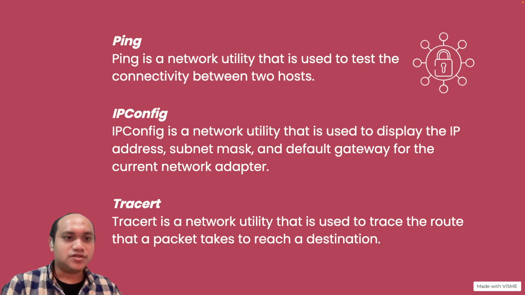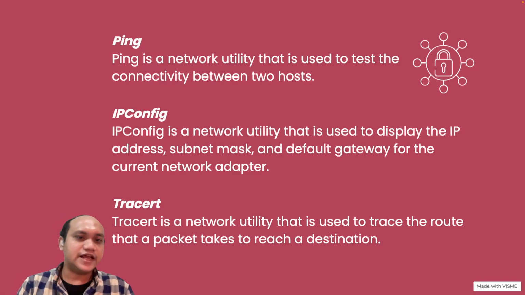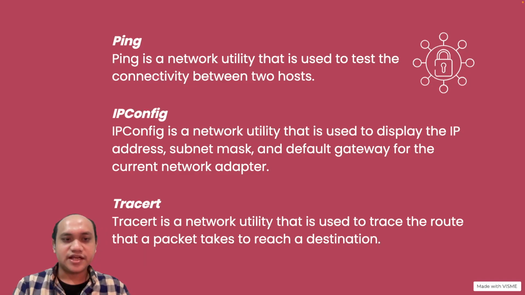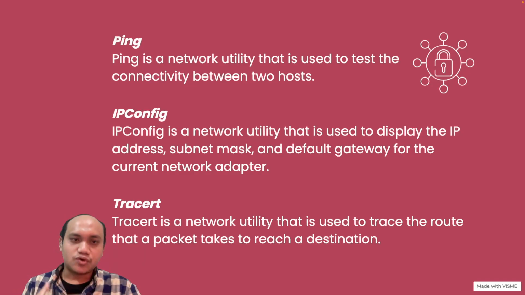The third is tracert. As you know, tracert is a network utility that is used to trace the route that a packet takes to reach a destination. It displays the IP addresses of the routers that the packet hops through along the way. Tracert can be used to troubleshoot network connectivity problems and to identify potential bottlenecks.